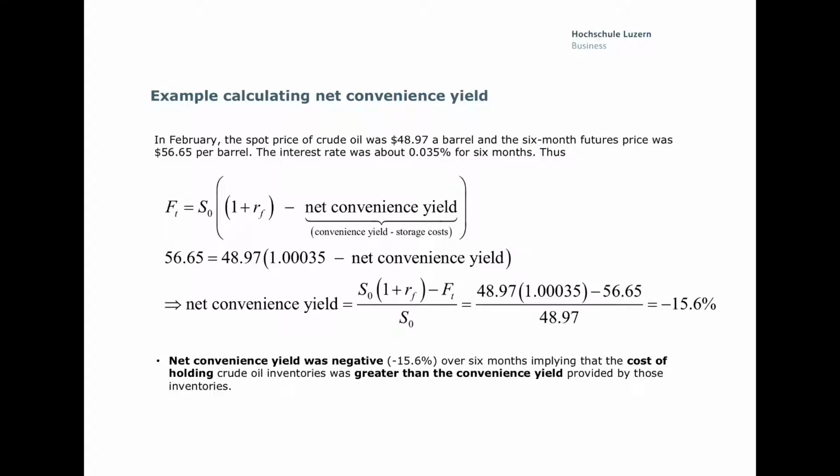This implies that the cost of holding crude oil inventories was greater than the convenience yield provided by those inventories. From an economic perspective, a negative convenience yield is an indication that oil is in ample supply and users have no worries they would run short of oil in the month ahead.